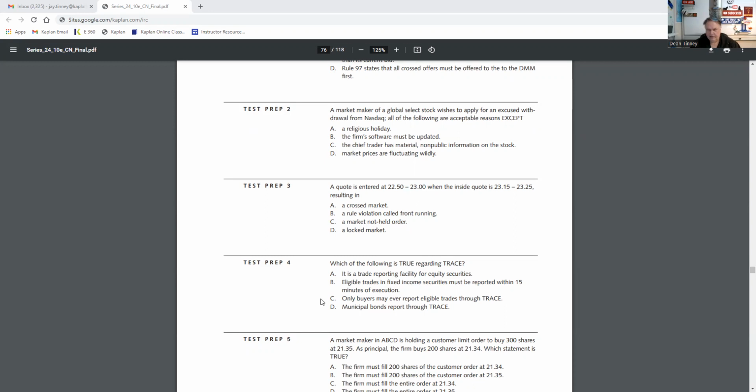23.25. So I have now got a situation in which the market has been crossed. We end up with a bid higher than the ask.